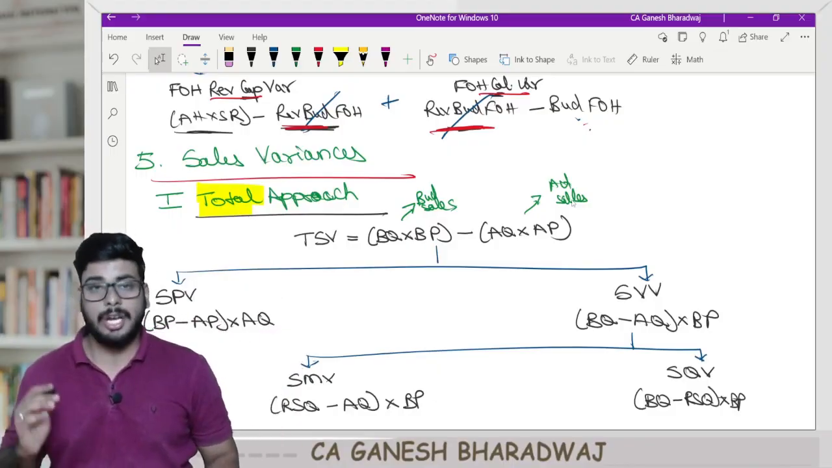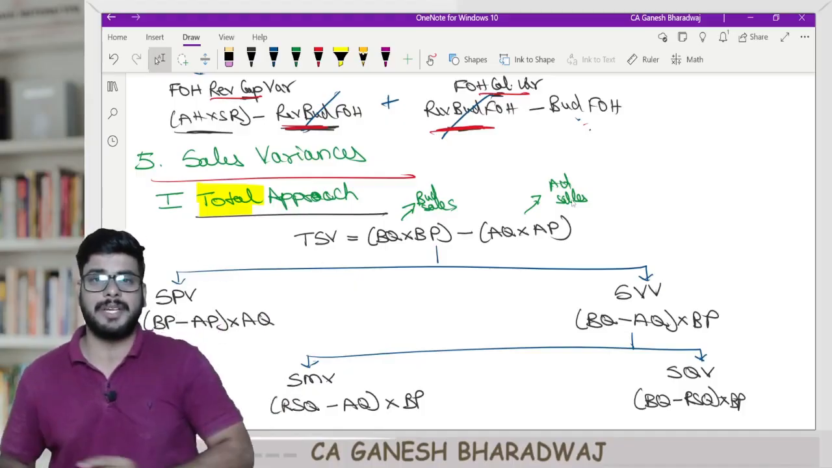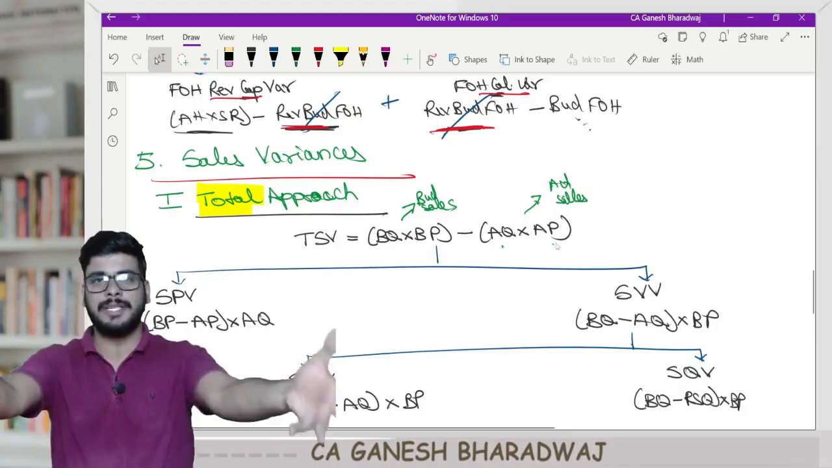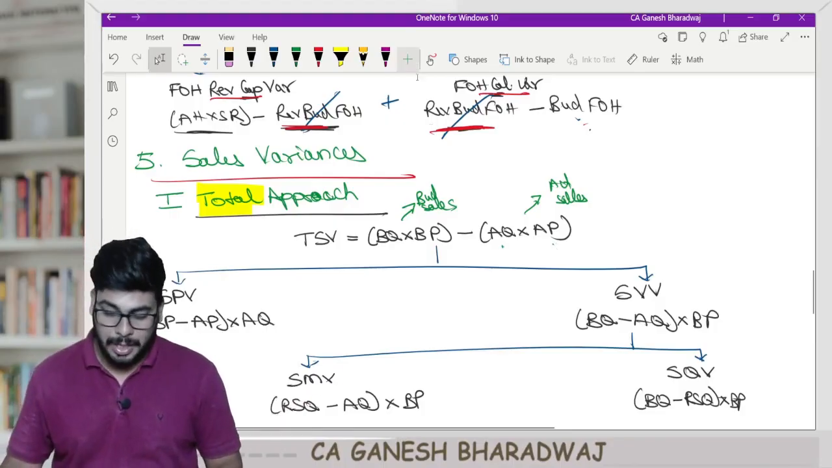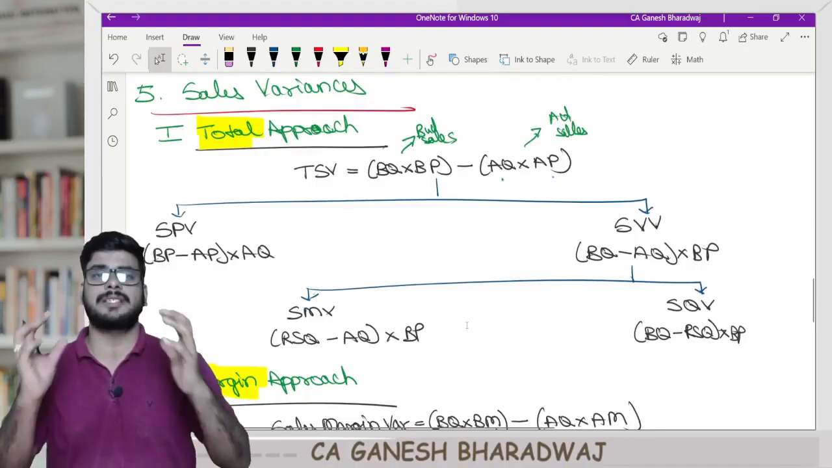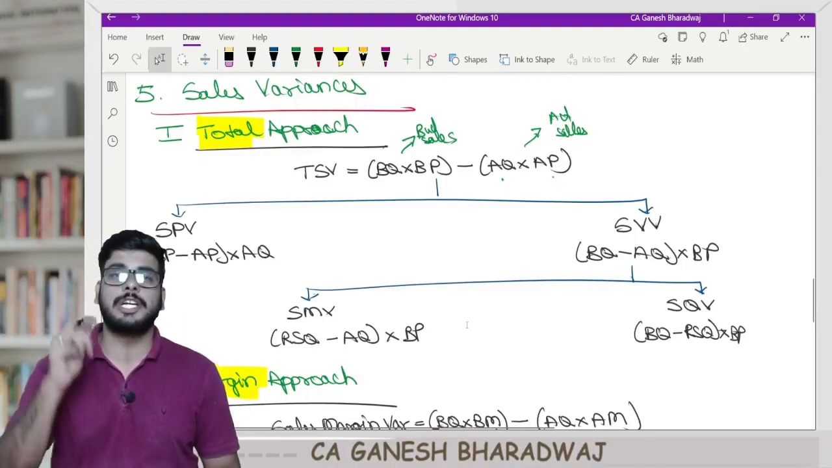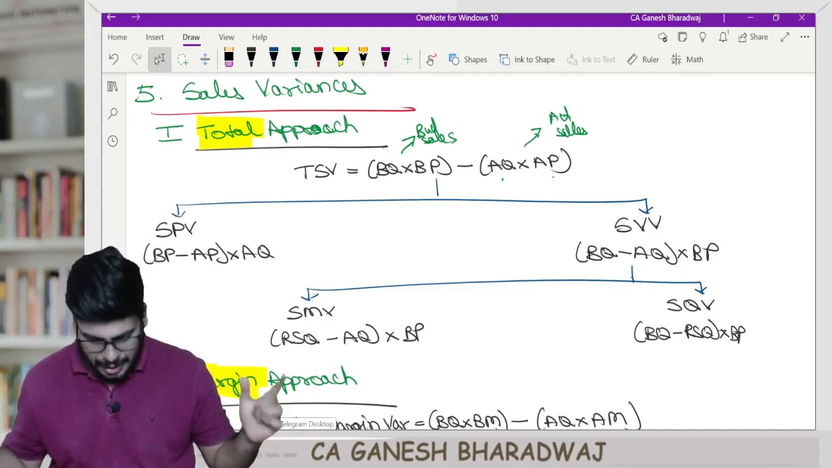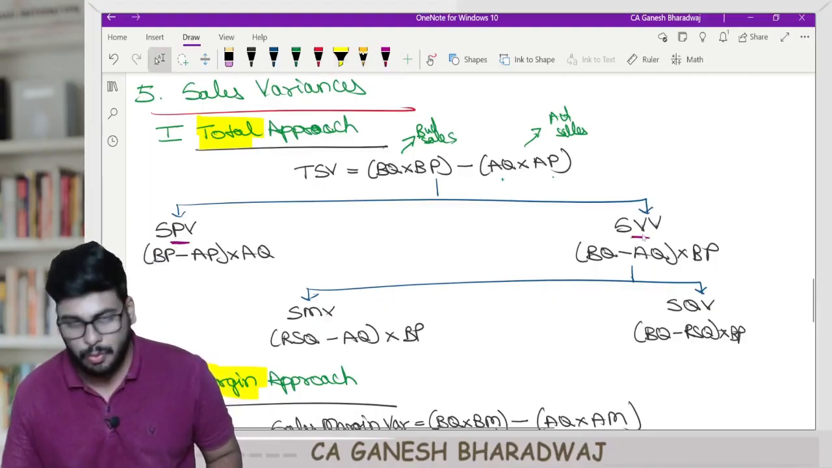So yes. Now what is the total side variance? Very simple. Budgeted quantity into budgeted price. That gives you the budgeted sales minus what? Actual quantity into actual price. As simple as that. Are you clear with this? This gets classified into 2. Now if I just present the sales side variance, total sales variance is so much. That is not enough. Immediately your managing director will ask, why has the sales variance happened? It is bifurcated into 2: sale price variance and sales volume variance.